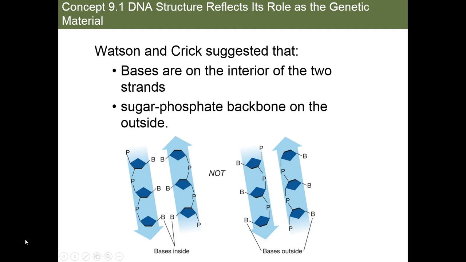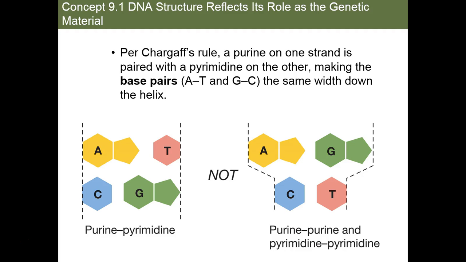Watson and Crick were the first to suggest that bases made up the interior, with the sugar phosphate making up the backbone of the molecule. Although we take this knowledge for granted, Watson and Crick, with some help, were the first to suggest it. Per Chargaff's research, a purine on one strand must be paired with a pyrimidine on another, making the base pairs the same width down the helix.